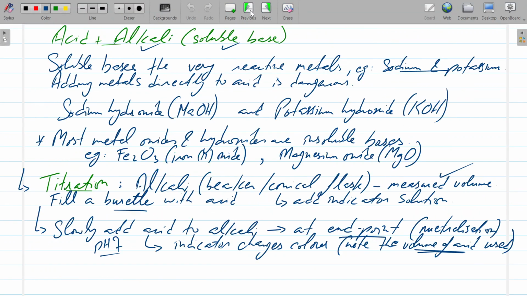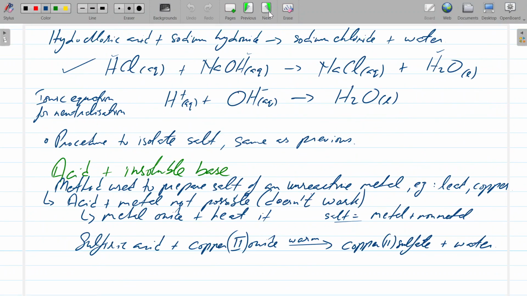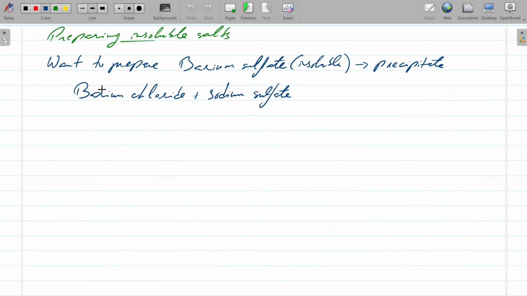Now, if you go back to the solubility of salts, all sodium salts are soluble, so that's fine. All chlorides are soluble except for lead and silver. Here we have barium, so that is soluble. So these two are soluble solutions, sodium sulfate and barium chloride. When you mix these two, what you're going to end up with is barium sulfate, which is what we want, and sodium chloride.